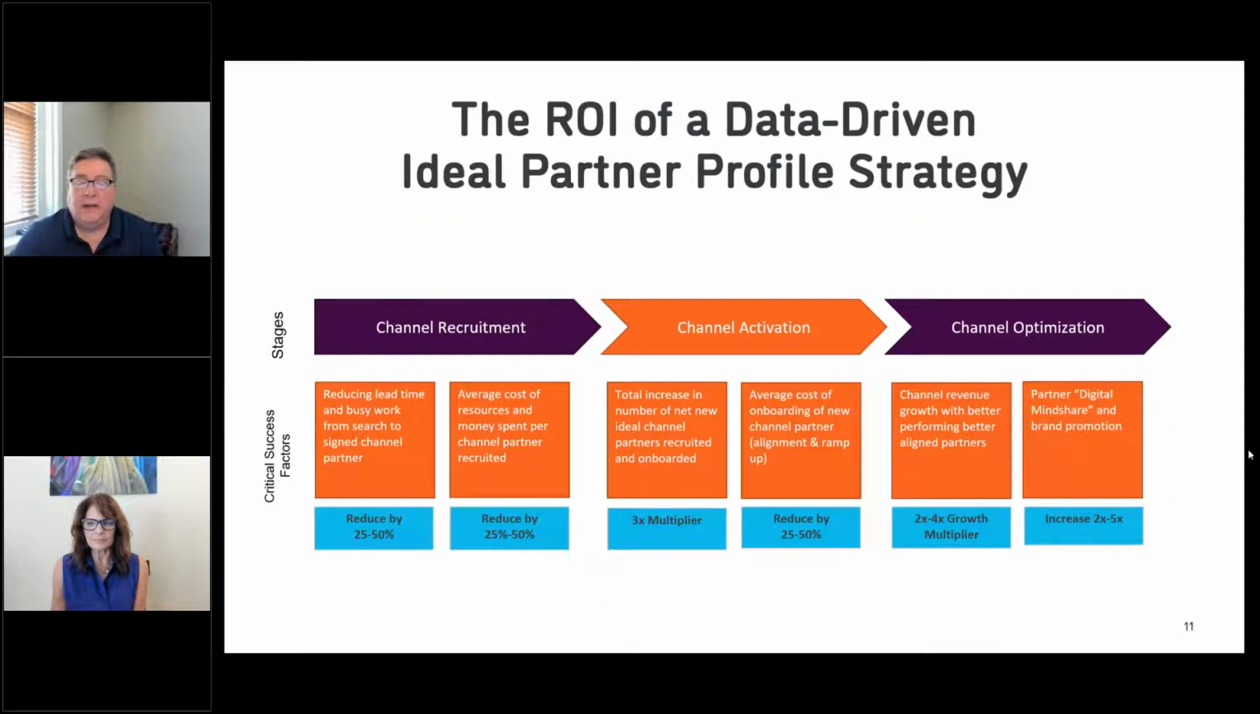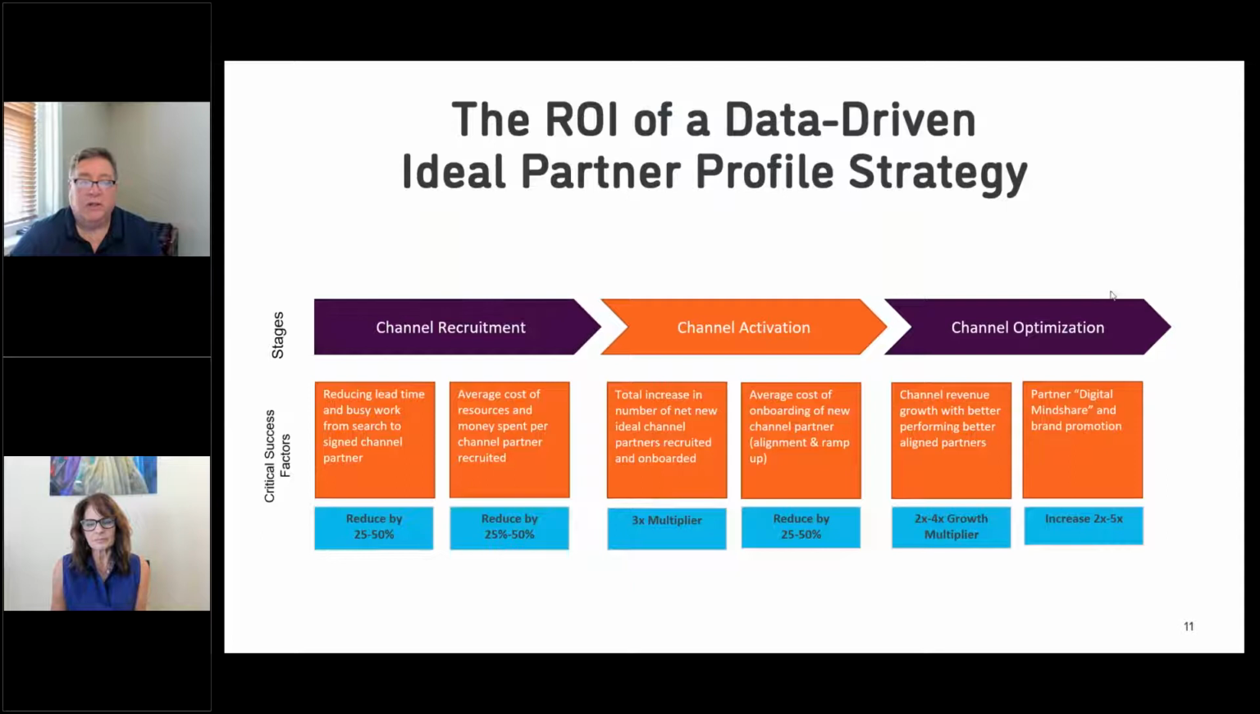So when you get into channel activation, we're seeing 3 times as many of your really greatly aligned partners coming in. So that 80-20 rule is now being broken, and you're creating a new 80-20 rule where the 80% is also really effective, because you are bringing in more of the right channel partners faster, and you can run leaner. In onboarding, there's a 25 to 50% reduction in time and spend, because again, these partners are aligned, they talk your language, they talk your lingo, and they're right into what you're doing along with you.